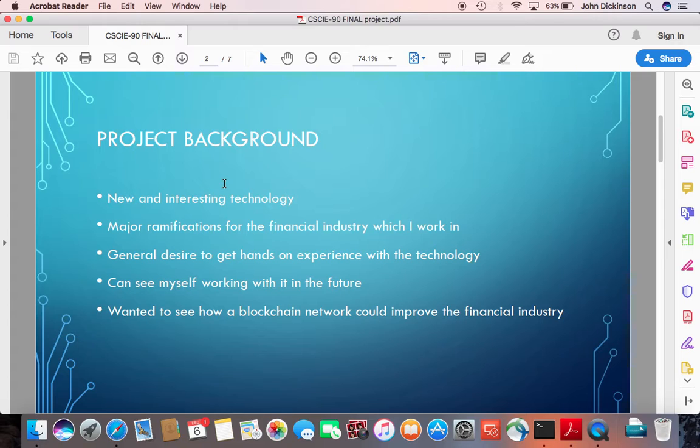There's been a lot of buzz about this technology across a ton of different industries, and especially in the financial industry, which is where I work. There's been a lot of buzz in the media, and from people I've been talking with, saying how this could be revolutionary for the industry.